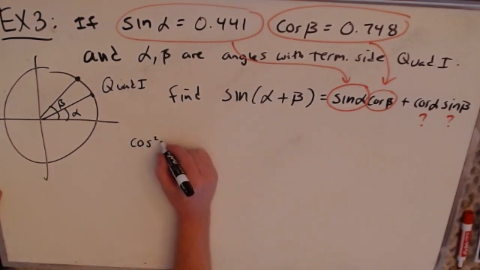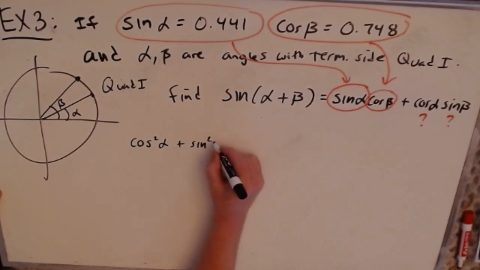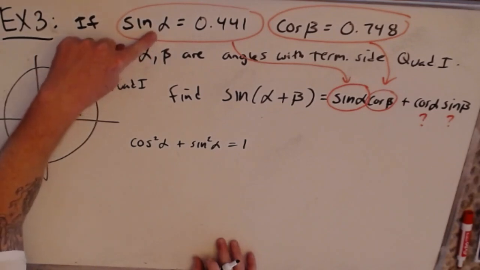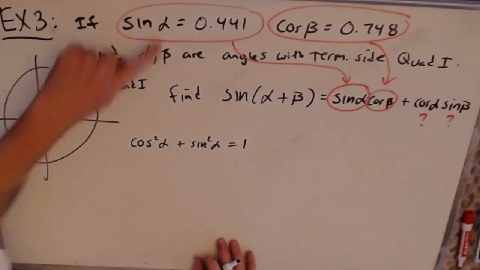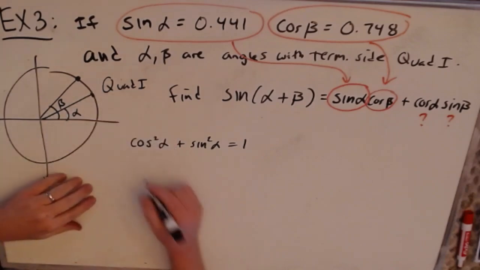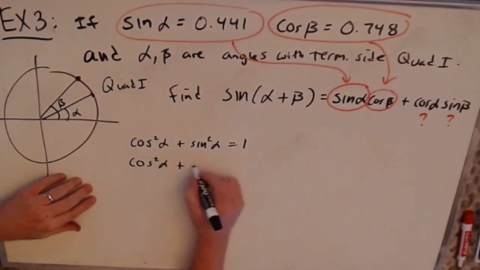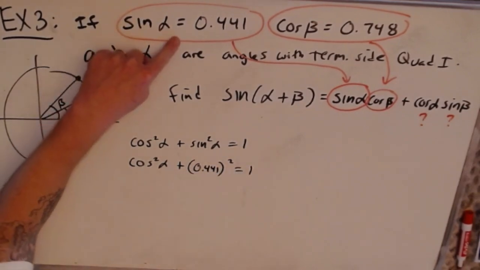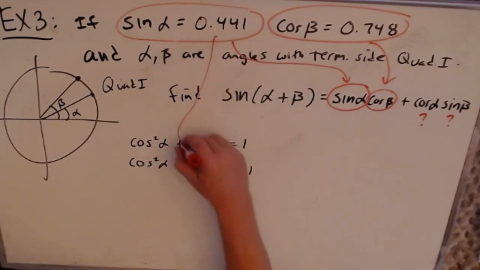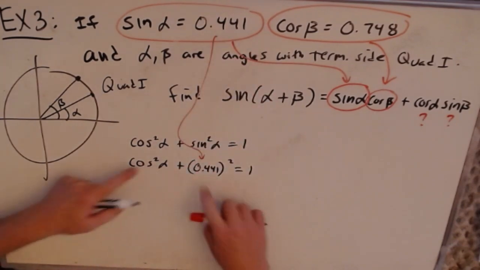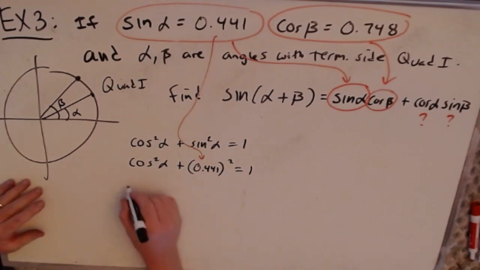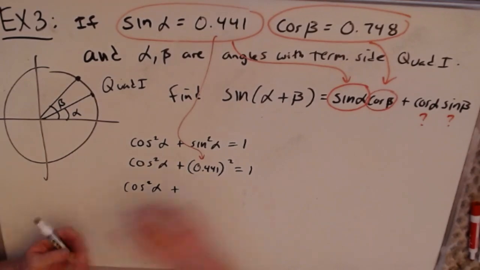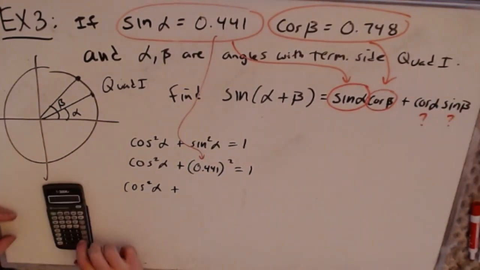Remember, cosine squared plus sine squared is equal to 1. And I know what sine squared is. At least I know what sine is. In a minute, I'm going to know what sine squared is. So I can just take the given sine value and put it in here and solve it for the cosine, and that'll tell me what the cosine of alpha is. I definitely need my calculator today.